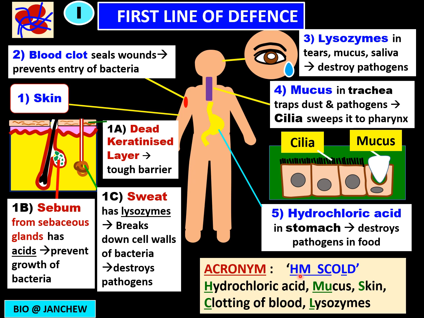So H is for hydrochloric acid, M for mucus, S for skin, C for clotting. So the O is not used, but think of clotting, there's O there, clotting of blood, and L is for the lysozymes. Okay, D is not used. So HM scope, to remember the 5 components of the first line of defense that we have discussed.